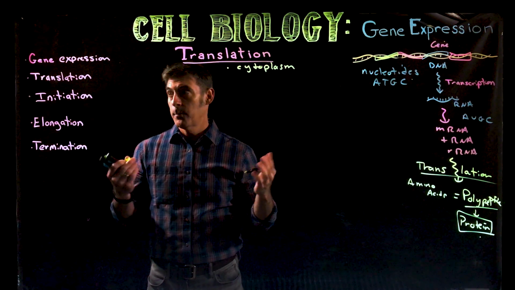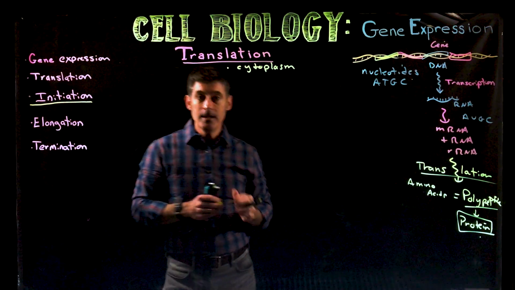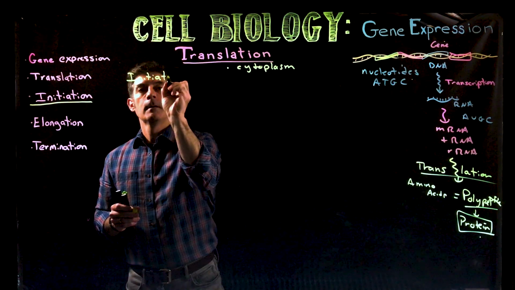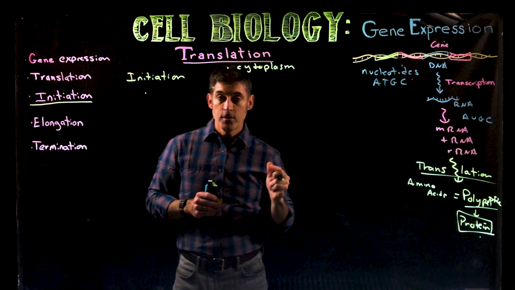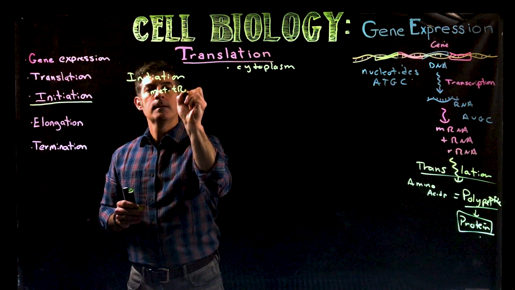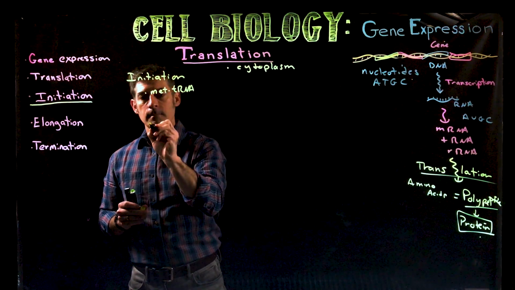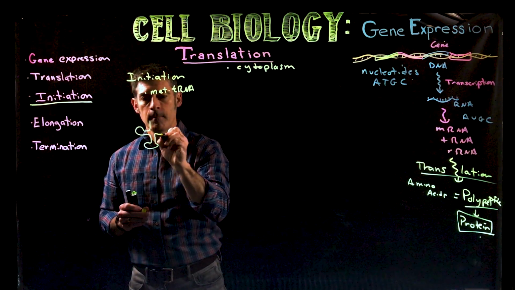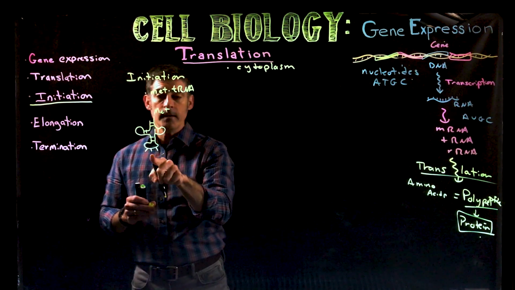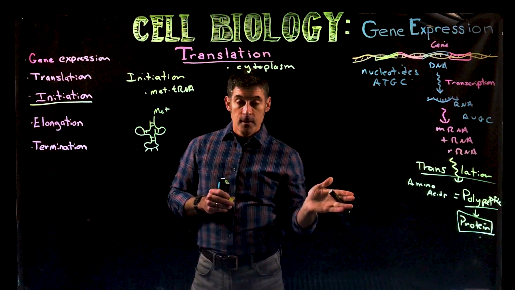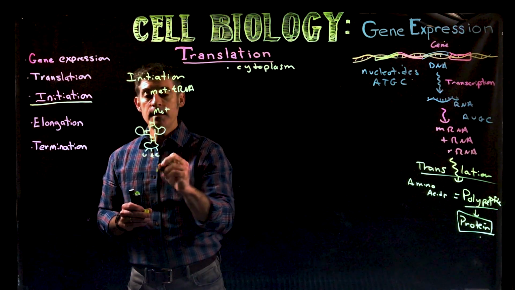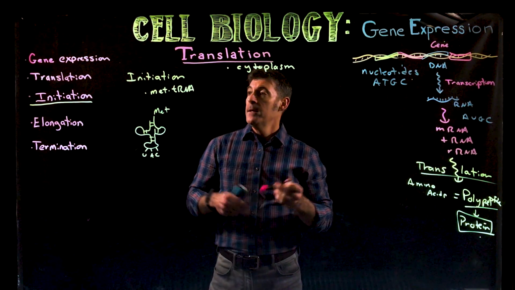We're going to start off with the process called initiation. Initiation is where we get a transfer RNA carrying the amino acid methionine. We call this a met tRNA. This is a transfer RNA, and it has the amino acid methionine attached to it. In the bottom loop, if you remember from the transfer RNA lecture, it has an anticodon. This particular anticodon is going to be UAC, and we'll see why in a little bit.